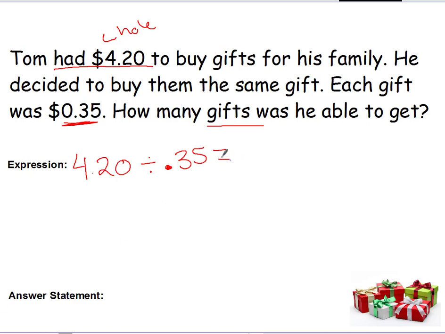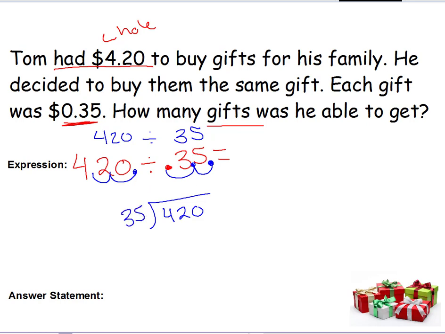Again, I'm running into a problem because my divisor is a decimal. So I have to move my decimal point to the right until I get a whole number. If I move it once, I get 3.5, still a decimal. If I move it twice, I get 35. I move it twice in my divisor, so I do the same thing to my dividend: 1, 2. I have 420. Now that I have my new expression, I can simply set up my long division. Dividend goes inside, 420, divisor goes outside, 35. And now I divide as usual.